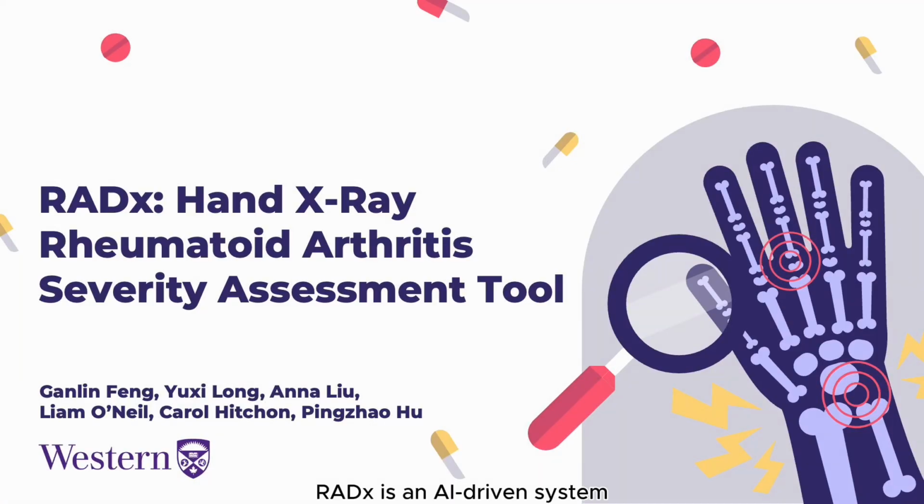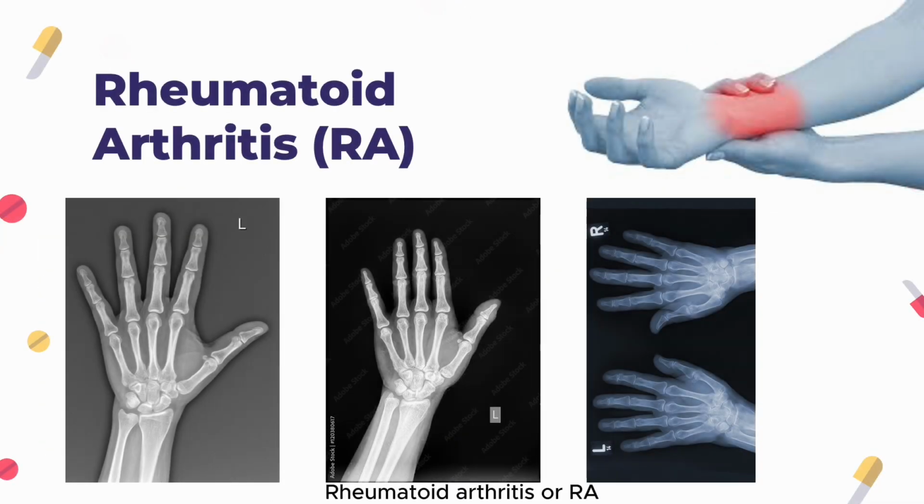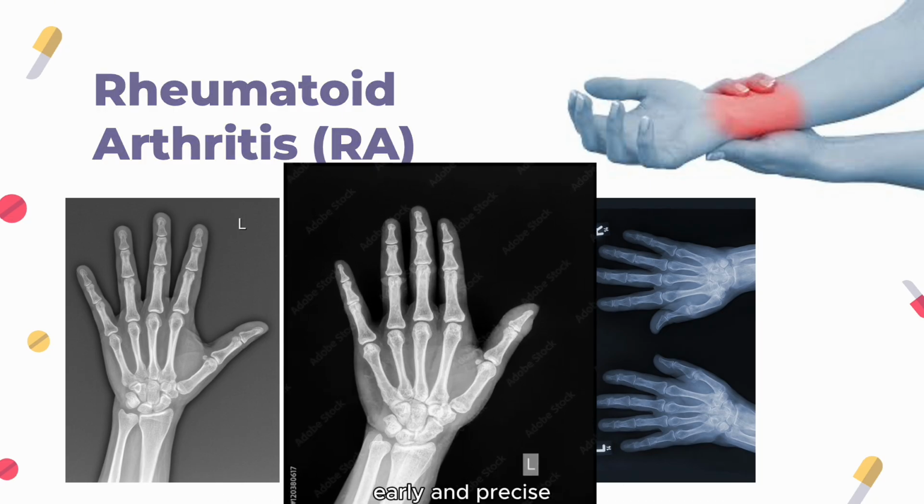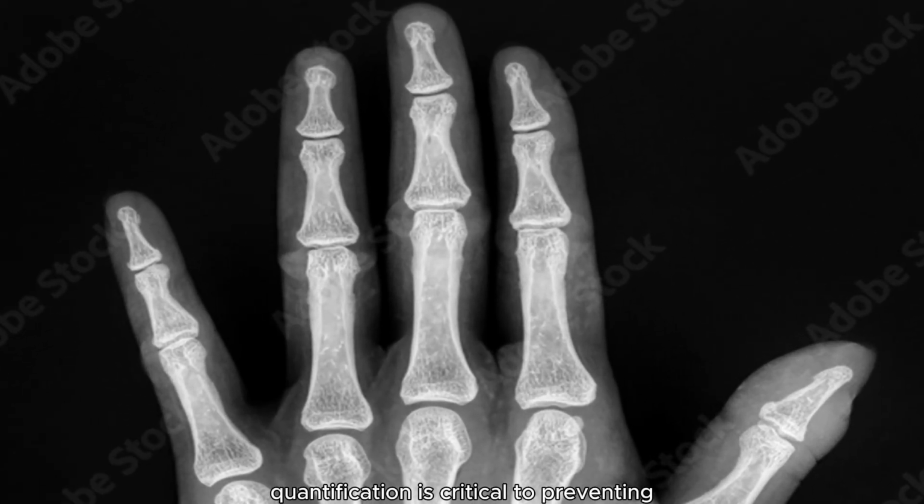RADx is an AI-driven system for automated rheumatoid arthritis severity assessment from hand X-rays. Rheumatoid arthritis, or RA, is a chronic autoimmune disease characterized by progressive joint destruction. Early and precise quantification is critical to preventing permanent disability.